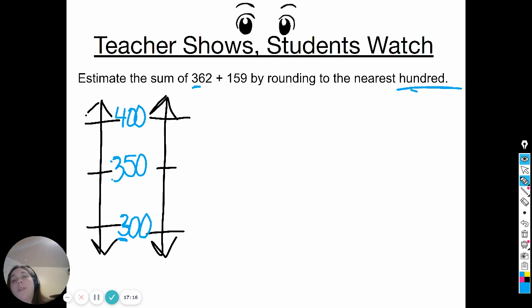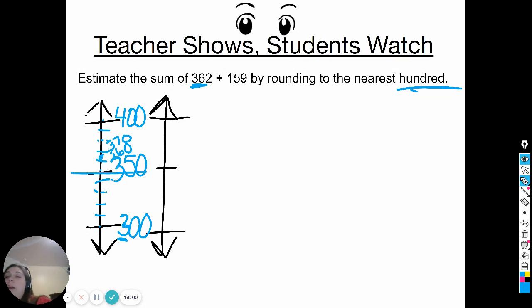Now I need to figure out where 362 will be, and I know it's going to be right above where 36 tens is. 36 tens is 360, so let's look for that. 300, 310, 320, 330, 340, 350, 360, 370, 380, 390, 400. So 362 is right in here between 360 and 370. So I'm going to plot a point there.